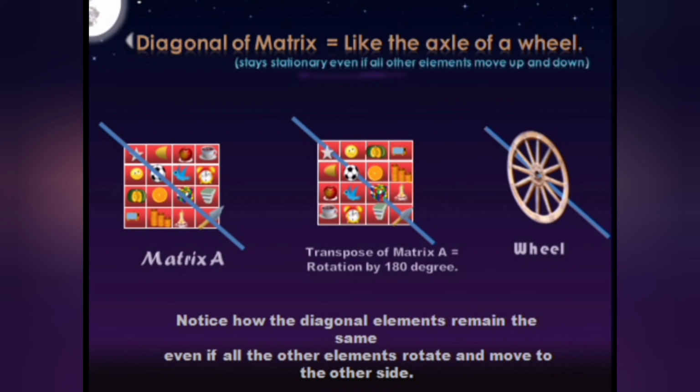What if you are told that the diagonal of a matrix is the axis around which things rotate, and that the transpose of a matrix is the entire matrix or the object that it represents rotated by 180 degrees about the diagonal as an axis, and that the transpose of a transpose will be the entire matrix rotated by 360 degrees.